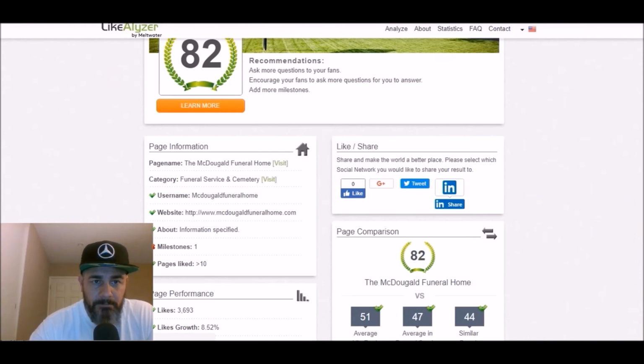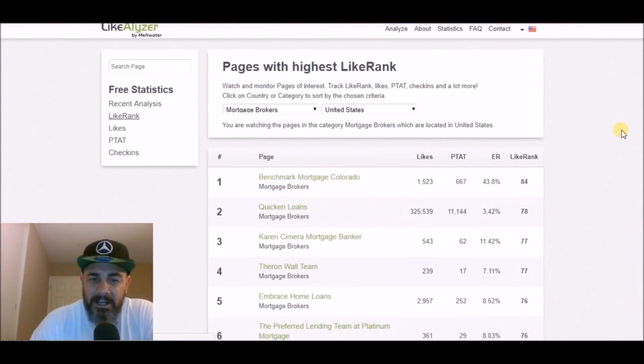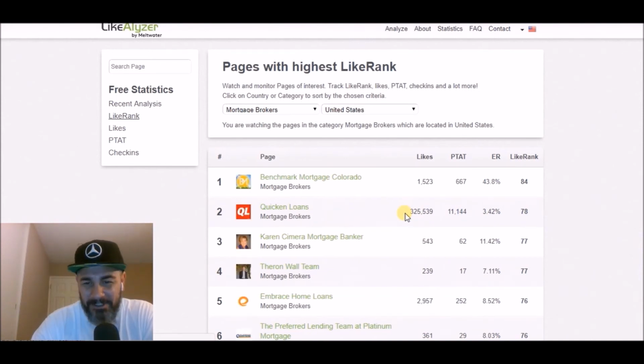So we're back to Likealyzer. Let's go back and look at another industry. I know a lot of us are working with mortgage brokers, real estate, so let's change that up right here. I just saw $325,000 for a mortgage broker, but it was Quicken Loans. So that makes sense. I was like, what? Small mortgage? They're killing it.